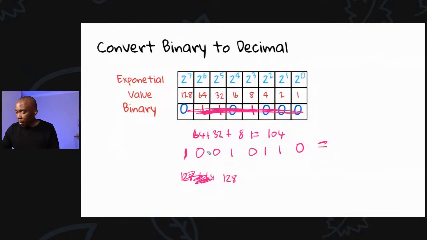128 plus 16 plus 4 plus 2. What do we get? 128 plus 16, that should give you 144. 144 plus 4 is 148, 148 plus 2 is 150. So 1001 0110, when you convert it into decimal, is 150.